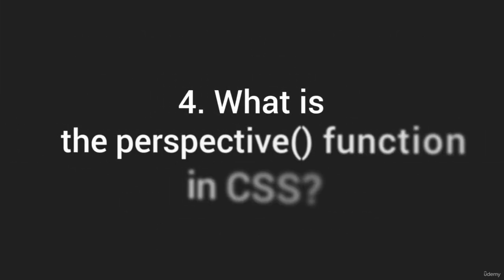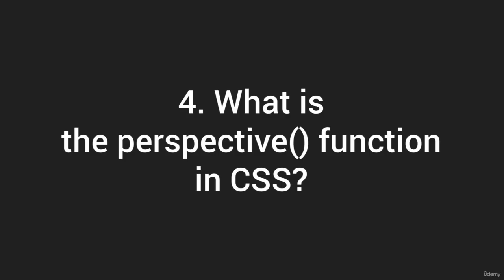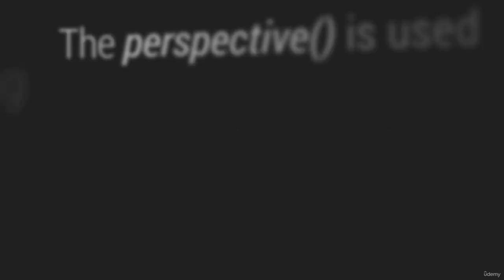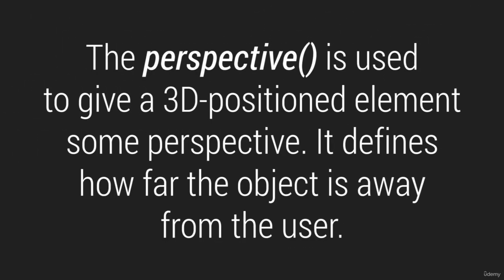The last question, what is the perspective function in CSS? So the perspective function is used to give a 3D positioned element some perspective. It defines how far the object is away from the user.